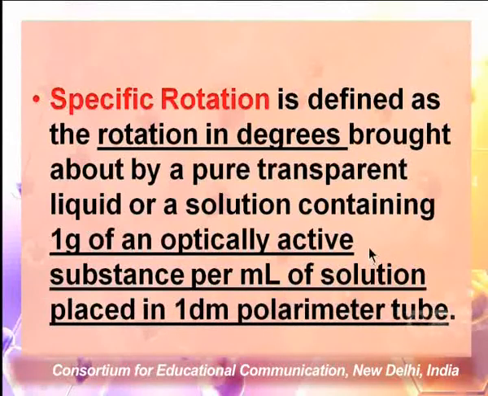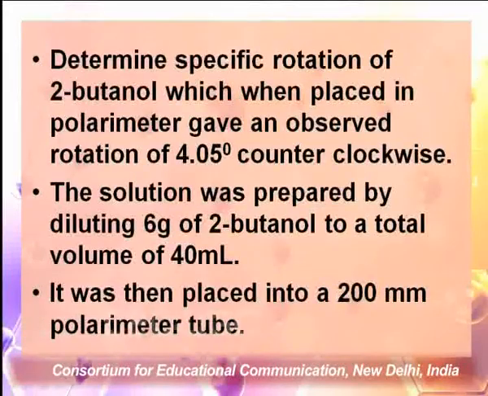So that means when we are comparing specific rotation of two compounds, the concentration would be the same, the length of the path will be the same, the wavelength will be the same, the temperature will be the same, but the angle of rotation in each case will be different, and from there we will be able to find out the specific rotation of that particular compound.